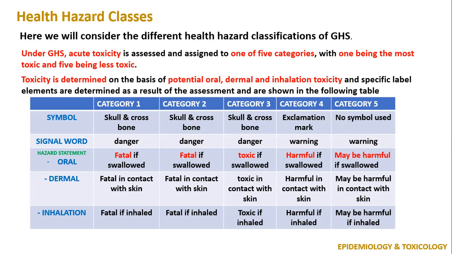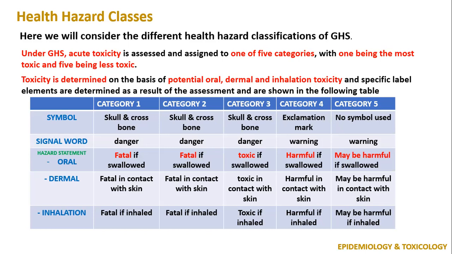So the various categories have been assigned the various symbols. We can see category 1, category 2, and category 3 have a skull and crossbones symbol. Category 4 has an exclamation mark, and category 5 has no symbol. The skull and crossbones are considered as danger as a signal word, and the exclamation mark is a warning, and no symbol used also has a warning.